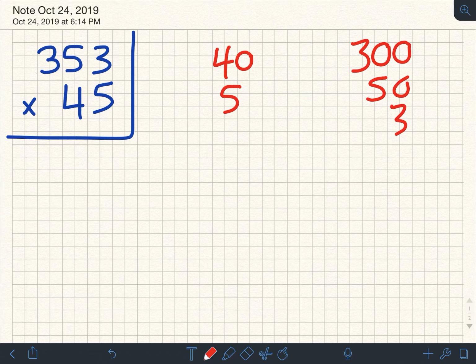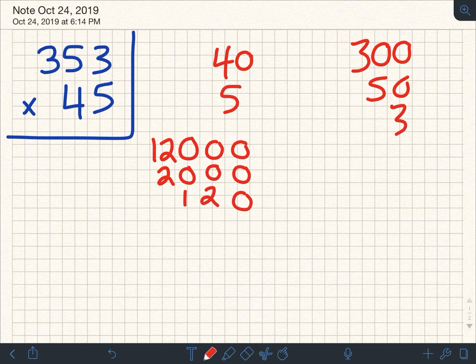I can do 40 times 300, and I just have to do 4 times 3, and I get 12. And then I add the zeros to the end. So 1, 2, 3 zeros. And then I'll do 40 times 50. 4 times 5 is 20, plus 2 zeros on the end. 40 times 3 is going to be 4 times 3 is 12 with 1 zero on the end. So 0 and then 12. And now we're done with 40.